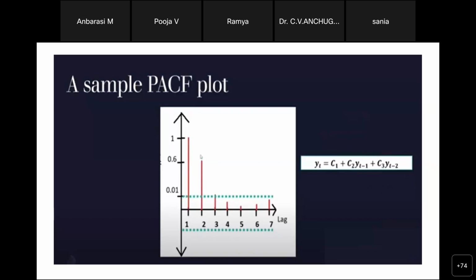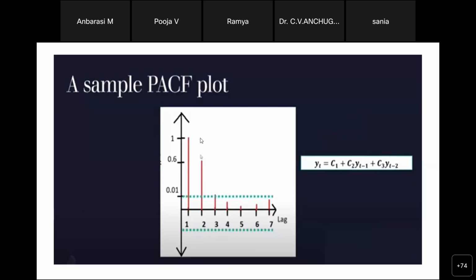Okay, so how many orders have to be considered is based on this ACF and PACF. Based on this order value, the number of terms can be considered for the y. So if it is above 0.1, then here in this example only these two terms are above 0.1. So y can be calculated as a constant value plus C2 multiplied with y t minus 1, and then C3 multiplied with y t minus 2. Okay, so this is how the values are going to be calculated.